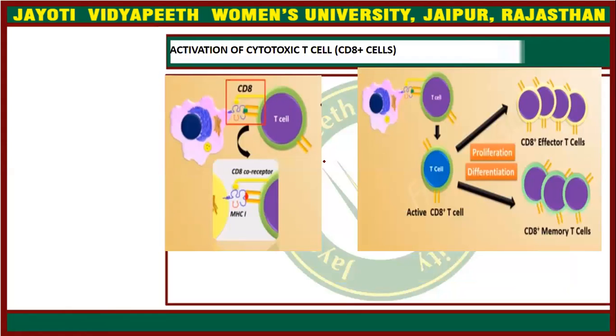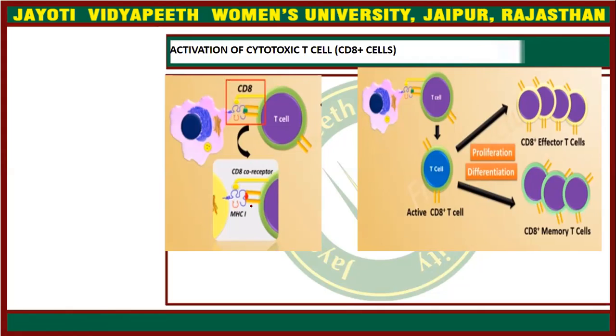Okay, now we are going to the activation of the cytotoxic T cell, the CD8 receptor. It is activated the same way. First, the antigen presenting cell captures the antigen and presents this antigen through the major histocompatibility complex to the T cell, and this time major histocompatibility complex number 1 participates in this.